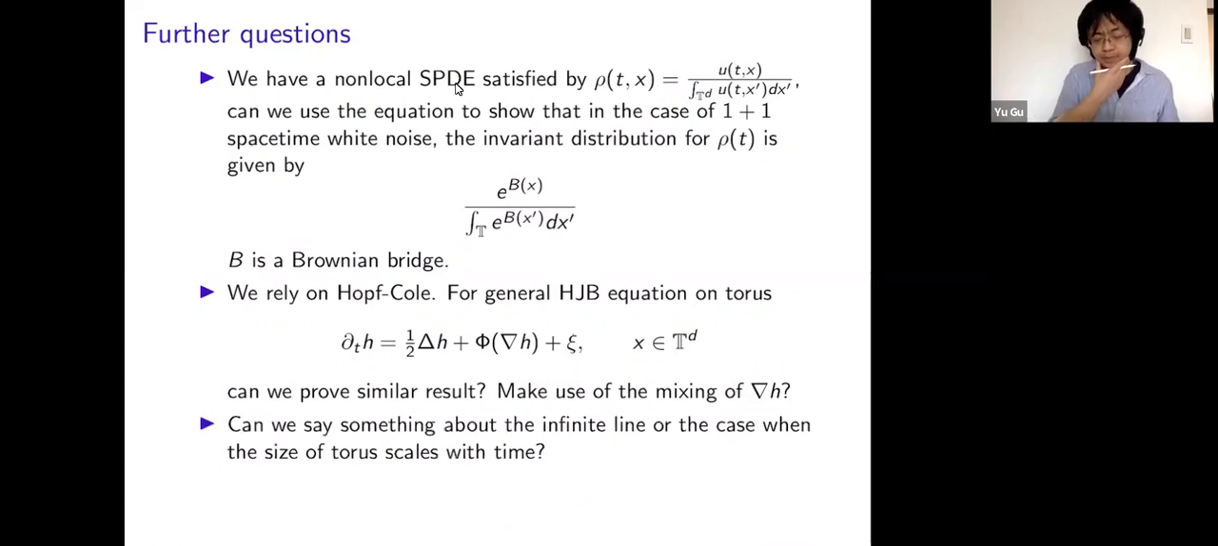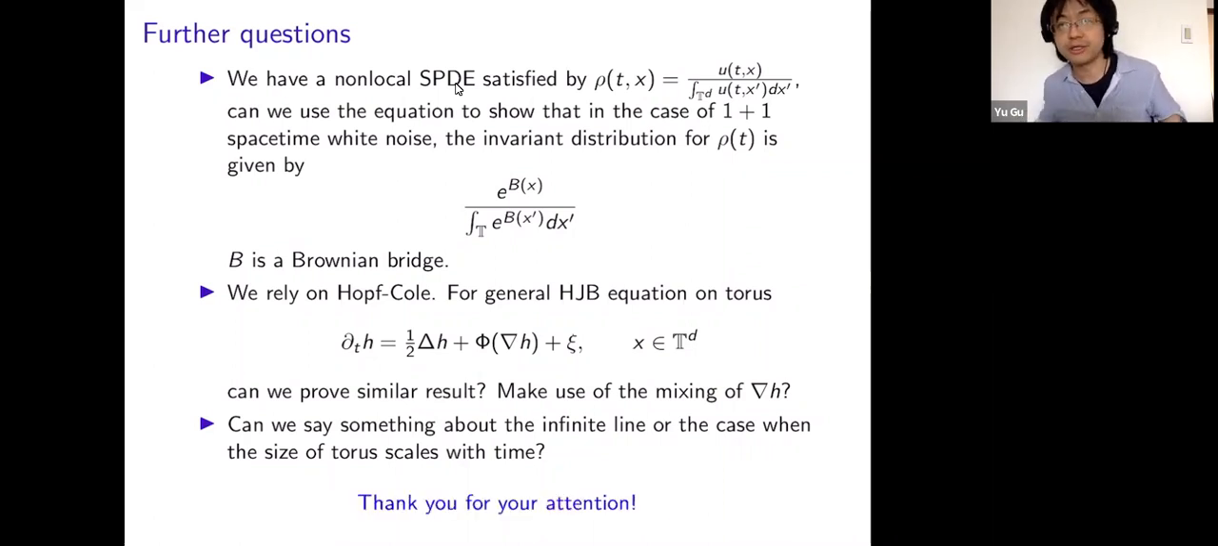Of course, the real problem is whether we can say something about the infinite line, and the case when maybe the size of the torus scales with respect to time. Can we use some of the ingredients and some of the ideas in our approach to at least say something about the case when you don't have a fixed torus? I think that's pretty much it. So I'll stop here, and thanks for your attention.